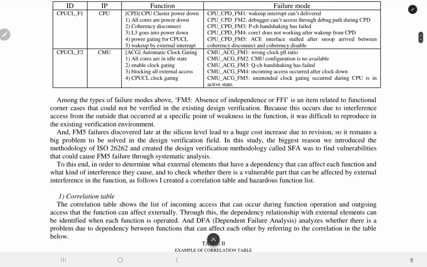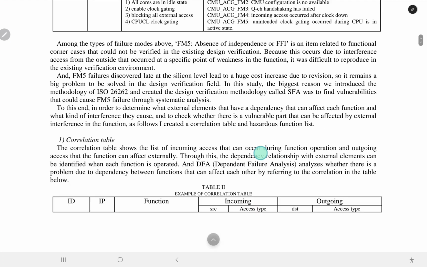And FM5 failures discovered late at the silicon level lead to cost increase due to the revision, so it remains a big problem to be solved in the design verification field. In this study, the biggest reason we introduced the methodology of ISO 26262 and created the design verification methodology called SFA was to find vulnerabilities that could cause FM5 failure through systematic analysis.